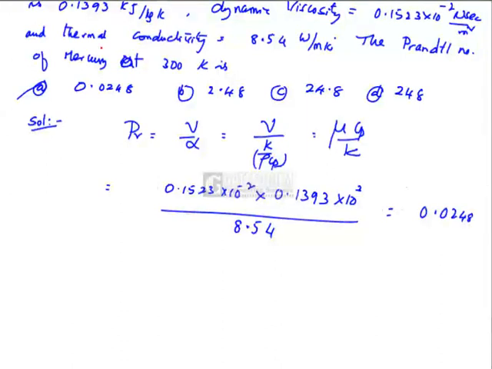Please remember that when we are calculating Prandtl number, keep mu value in Pascal second, Cp value in joule per kg Kelvin, and conductivity value in watts per meter Kelvin. Hence the problem. Now I shall do a problem given in GATE 2003.